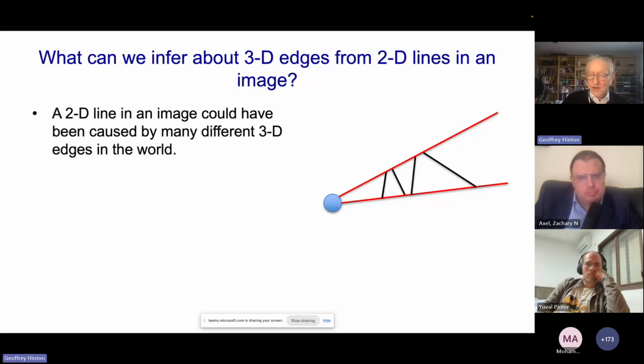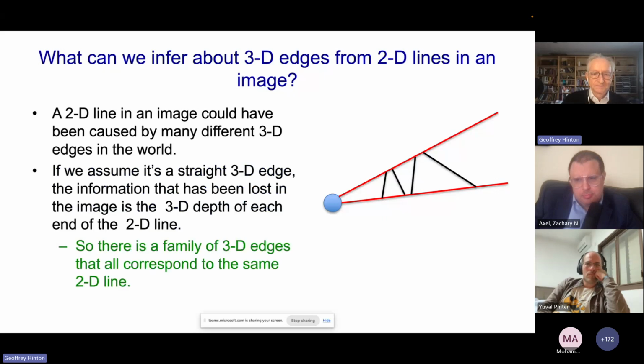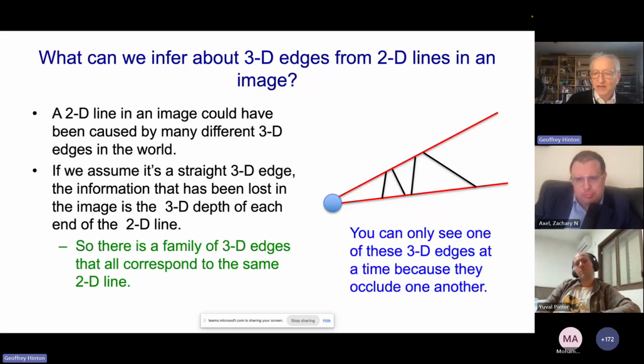You know that one of these edges is right, but you don't know how deep it is on each of those rays. Okay. So there's this whole family of edges that could all be interpretations of the same 2D line in the image. So we could set up a neural network that knows that. We know you can only see one of those edges at a time if objects are opaque, because they get in each other's way.